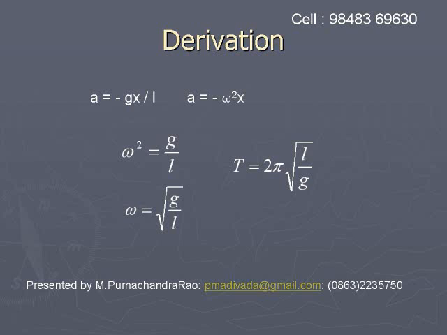T is the period of oscillation, L is the length of the pendulum, g is acceleration due to gravity at a place. Hence, the relation for period of oscillation of the bob of a simple pendulum is T is 2 pi root L by g.